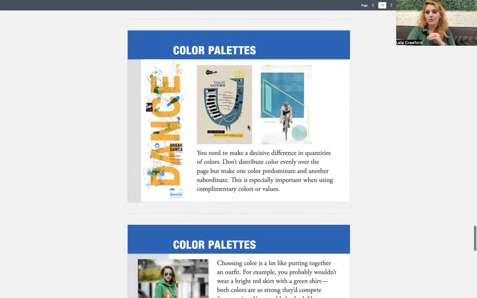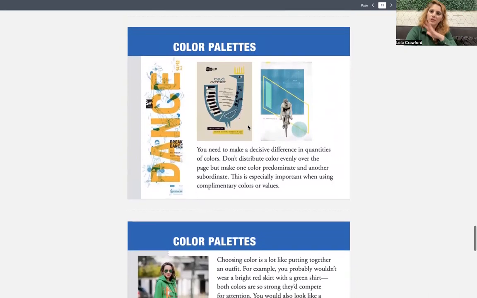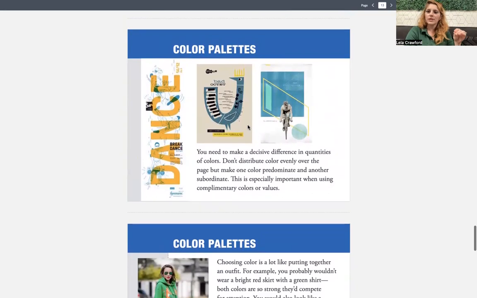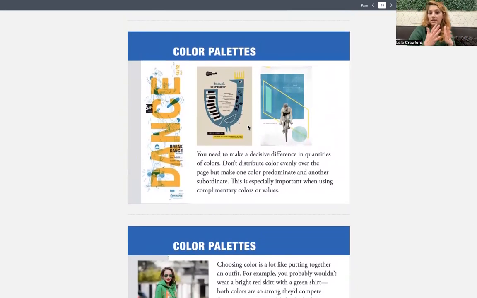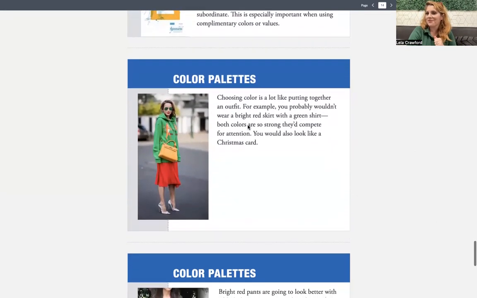I encourage you to take some time to do some research, go through some minimalist poster ideas and concepts, and start to gauge and harness, okay, yes, this makes sense. Look at some brochures and get familiarized with what decisive differences in quantities of colors look like. You may even find one and think, I don't think this is decisive enough between these two color contrasts, and here's what I would have done differently. These are important things to do independently outside of class, too.